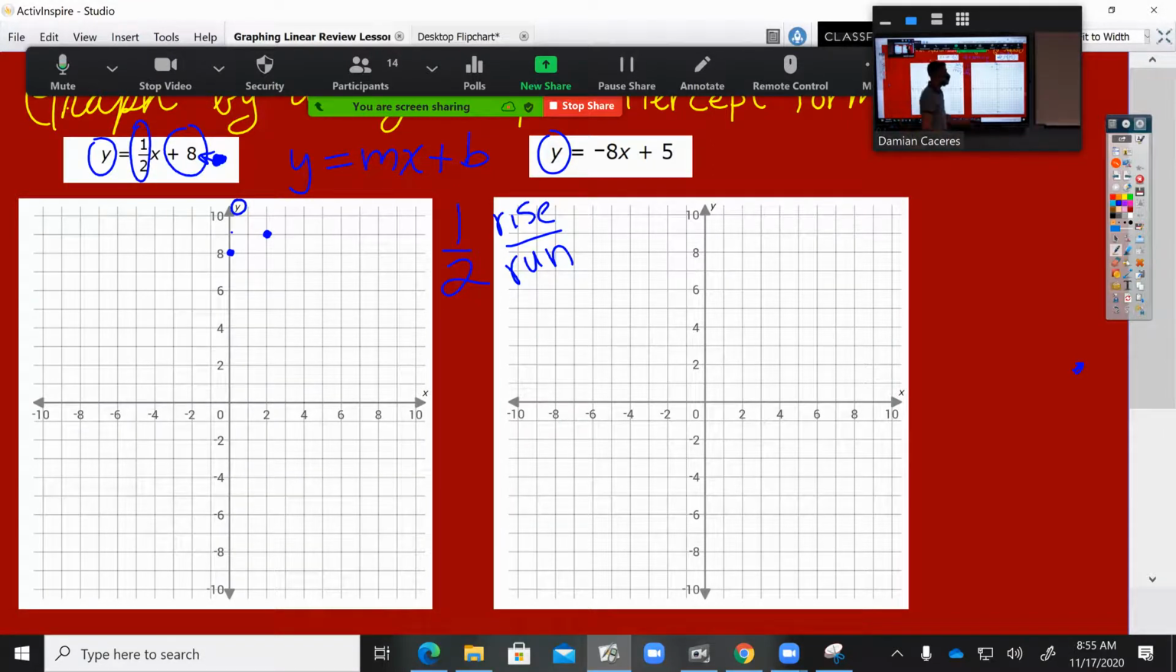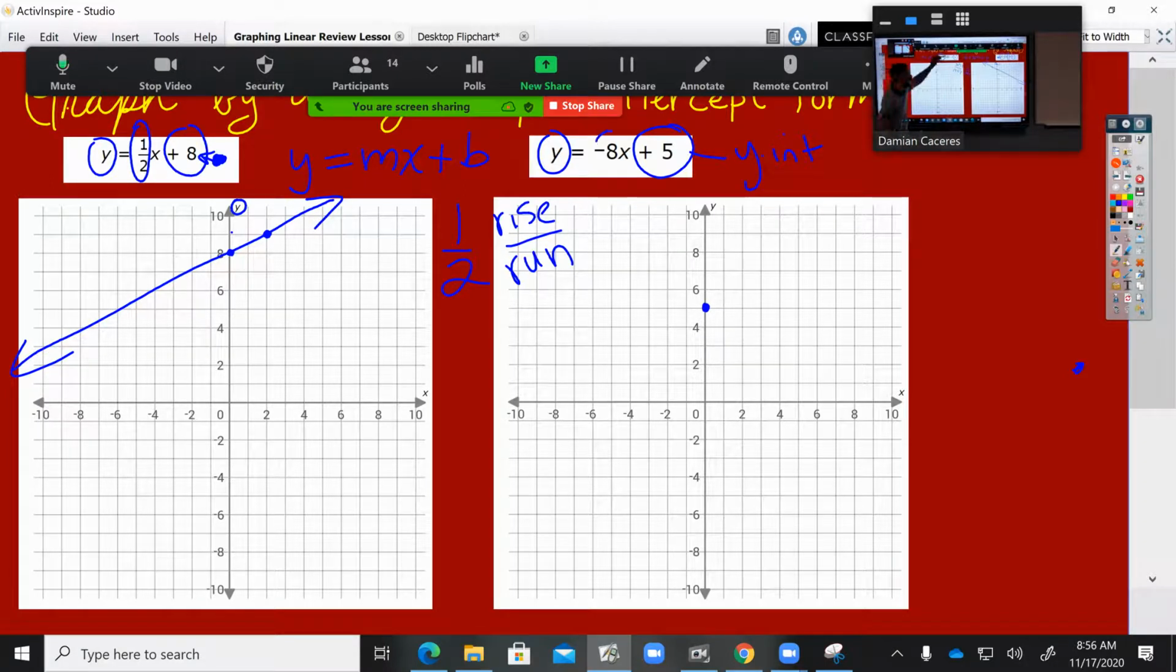That's it. Once you have your 2 dots, you can graph. Now let's do this one. Positive 5. Right on the y-axis. Why does it go on the y-axis? Because that is the y-intercept. So the line has to go through there.